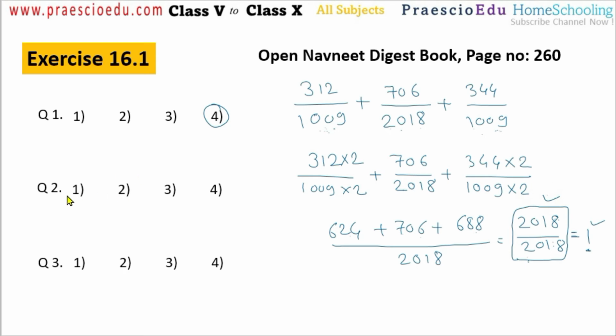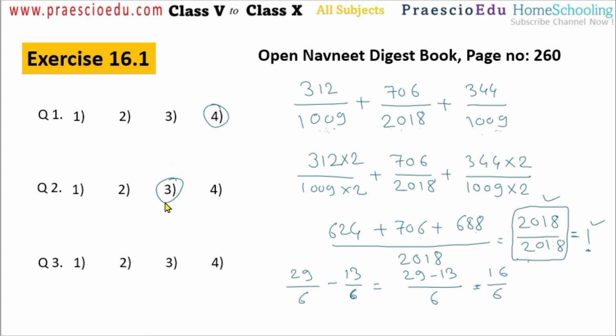Now question number 2, 29 by 6 minus 13 by 6. Now here both are like fractions because their denominators are the same, so we will subtract the numerators. So 29 minus 13 by 6, as it is because the denominators are the same. 29 minus 13 is 16, so 16 by 6. Now 16 by 6 means option number 3 is correct.